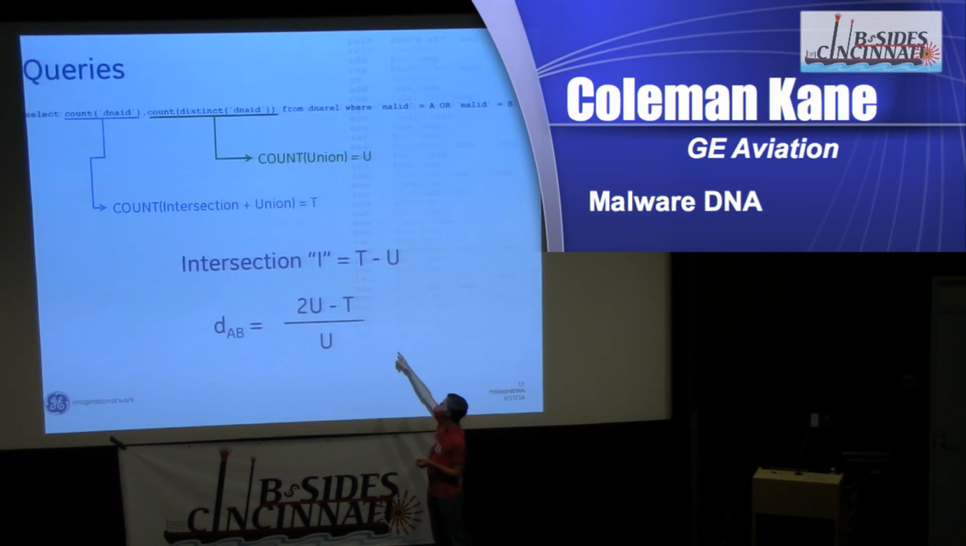And that's where my count intersection plus union equals T comes from. That count is going to be duplicating rows for every single one of the DNA strings that existed in both samples. And then outside of that, it's going to give me one row for anything that was only in one of the samples. And then finally, count distinct gives you the union, right? That's going to give you exactly what was in both of them.